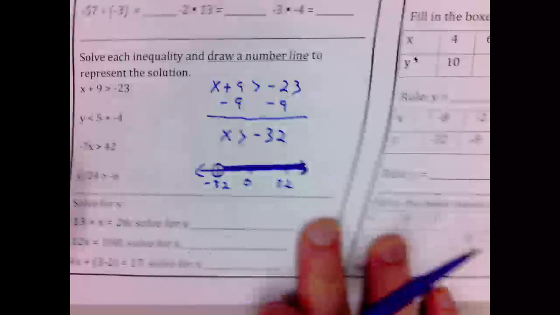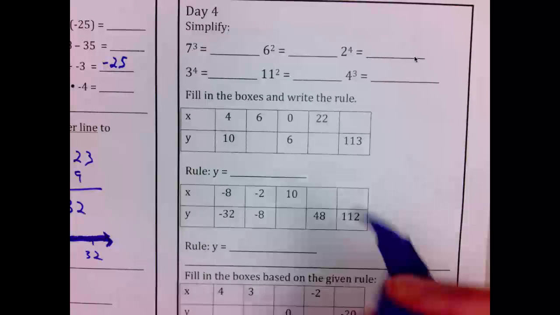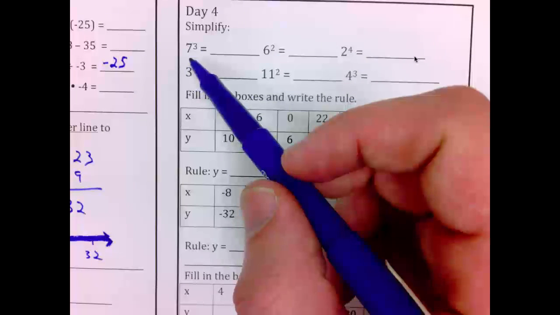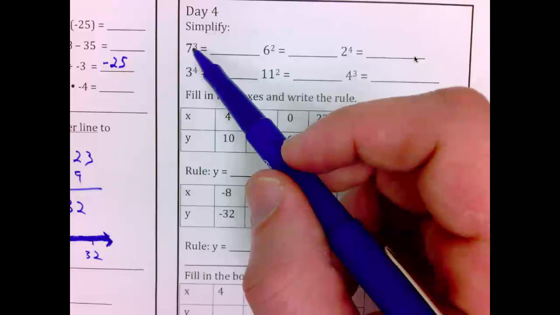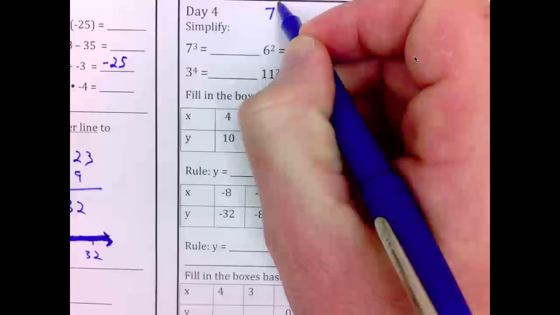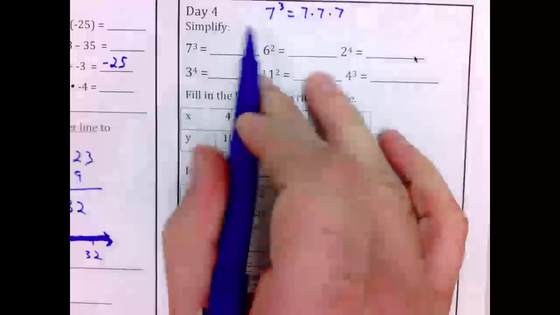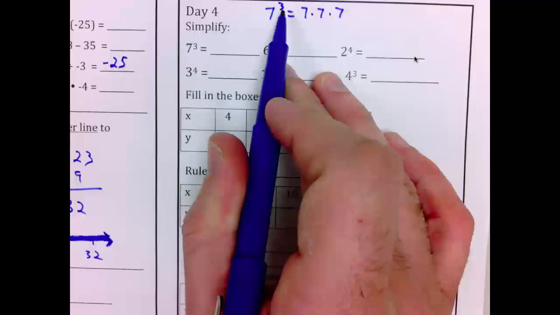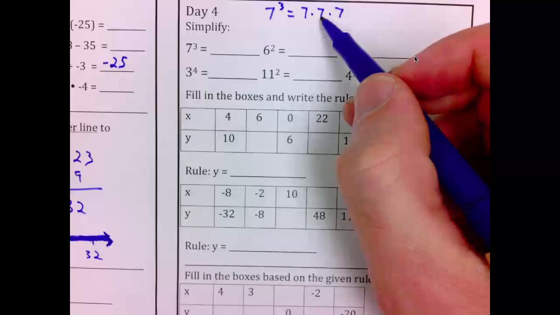Okay, now on to day 4. It says simplifying, we have some power expressions, that is numbers taken to some exponent. 7 to the third, another way to say 7 to the third is to say 7 times 7 times 7. It's this number multiplied by itself that many times. 7 times 7 is 49.